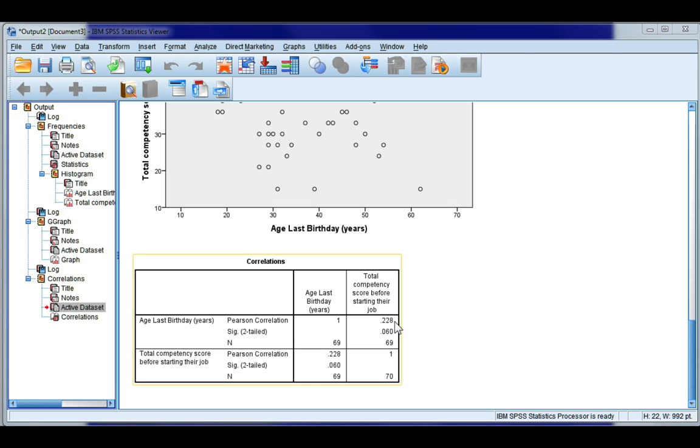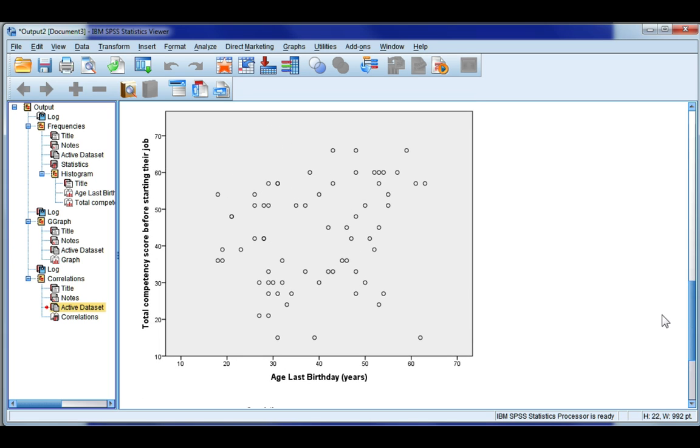So if we have a look here, our first value is our Pearson correlation coefficient value of 0.228. Now, a correlation can be between -1 and +1, so it can be positive or negative. Our value is positive. And if we have a look up here at our scatter plot, we can see that when we looked at the relationship between age and competency, the older people were, the more competent they tended to be before starting the job. So this was an increasing relationship.